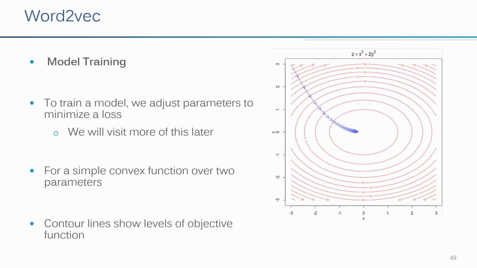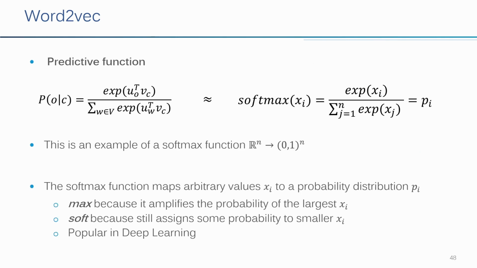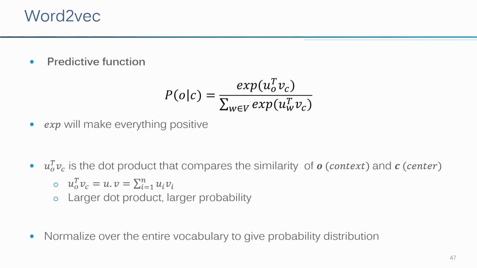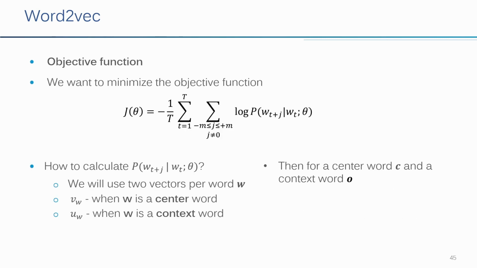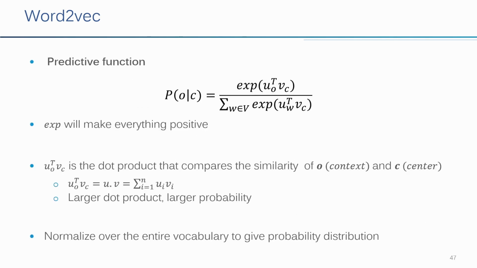Of course, we don't change those values randomly. We change those values in a way that minimizes this objective function right here, but we'll get there.